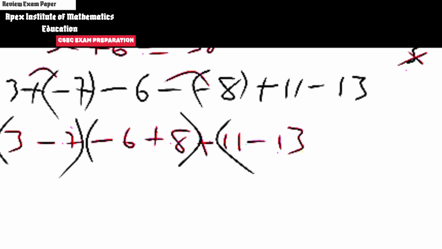I'm going to stick to the norm though, guys. I'm going to group my positive sign inside the bracket as well. So bracket by bracket using the O and half technique, 3 take away 7. That's going to give us negative 4.